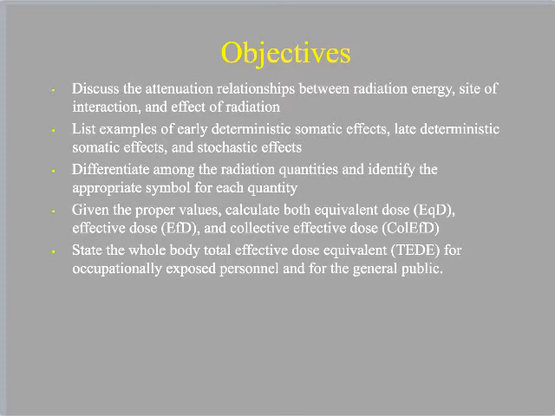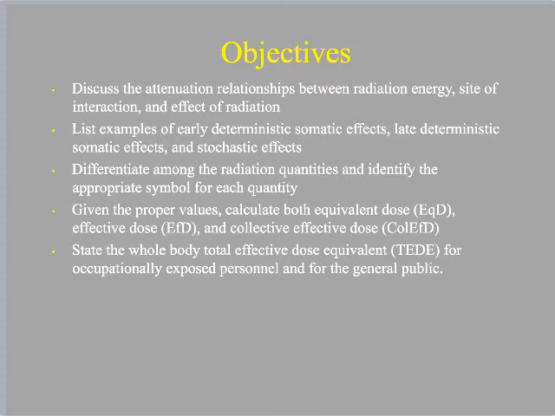Moving along, though, the rest of this material should be pretty much covered in this chapter. We'll talk about examples of early deterministic somatic effects, late deterministic somatic effects, and stochastic effects of radiation exposure. That's kind of a review. We've already discussed that to some degree, but those terms are not going away. We're going to drill down deeper and deeper into those, because at least in this chapter, they guide the evolution of these units of measure.